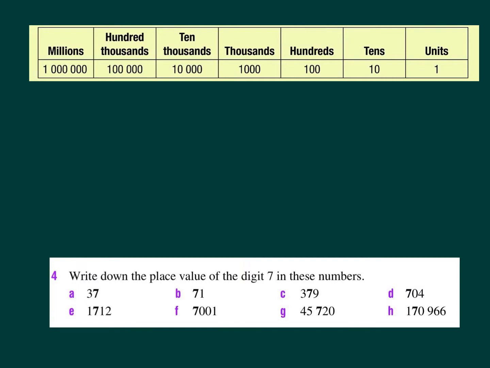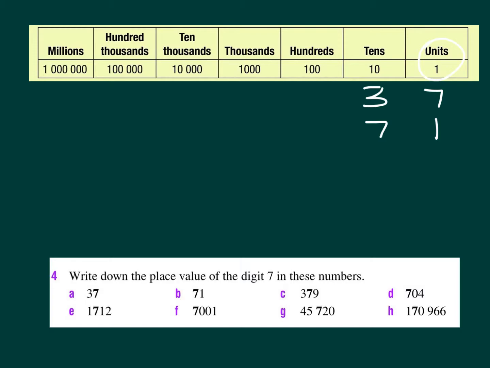I want to write down the place value of the digit 7 in these numbers. For 37 we have a 3 and a 7. What is the value of the 7? The 7 is in fact a unit. What about 71? Pause the video and have a go at a couple of the others. Well, 71, the place value of the 7 is actually 70.